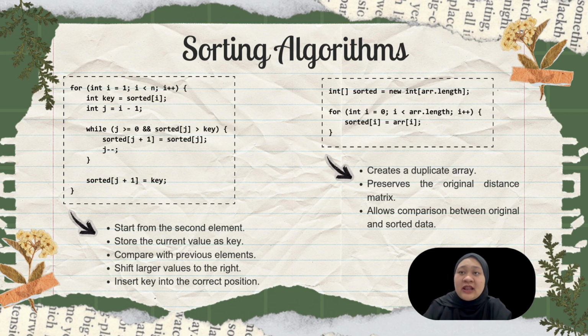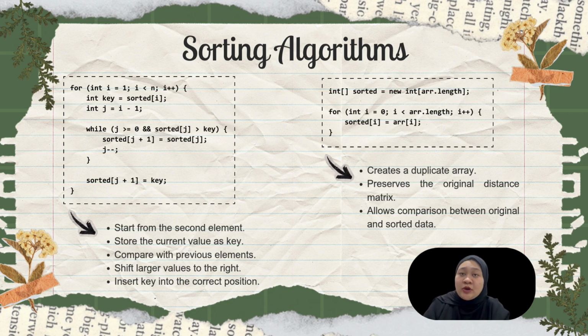As a result, the left portion of the array remains sorted after various iterations. This process is repeated for all elements in the array until the entire array is sorted in ascending order. Finally, the sorted array is written and displayed together with the original array. This allows us to compare the values before and after sorting and verify that the algorithm successfully organized the distance data. This code shows the main logic of the insertion sort algorithm.